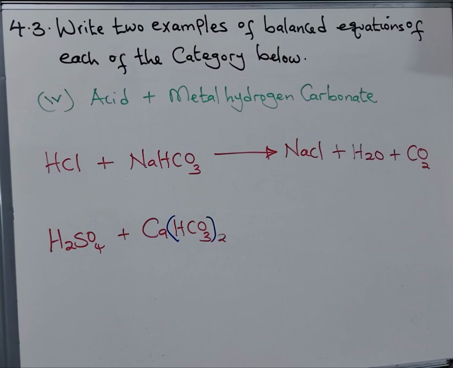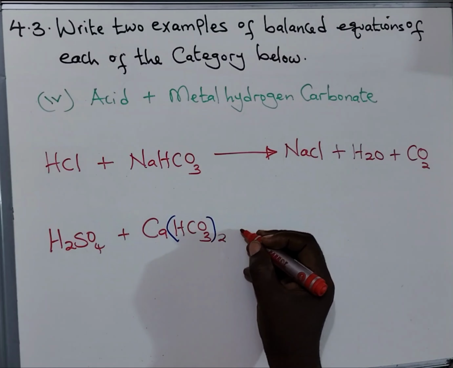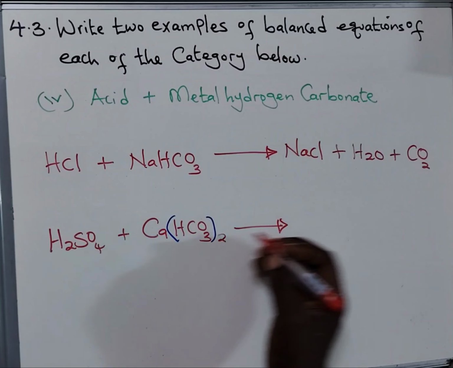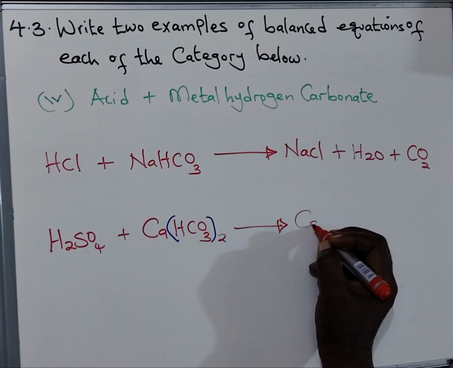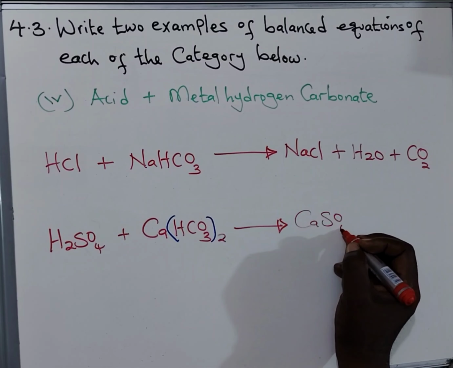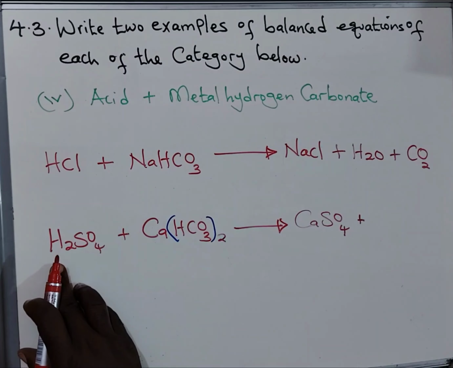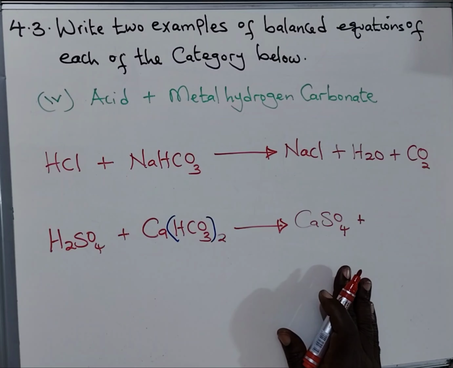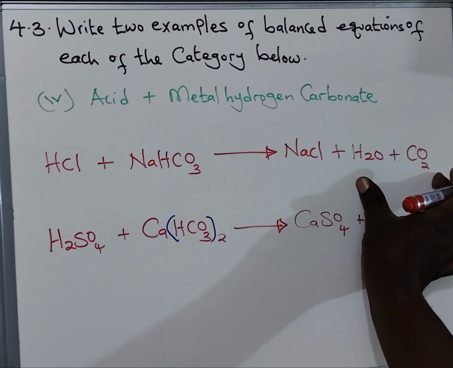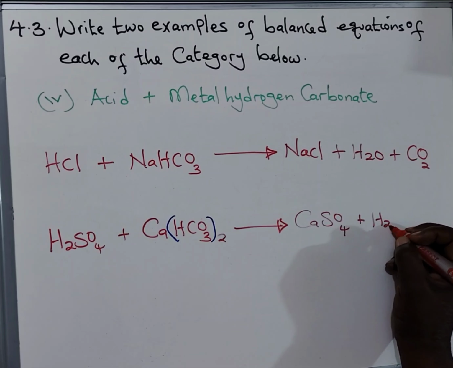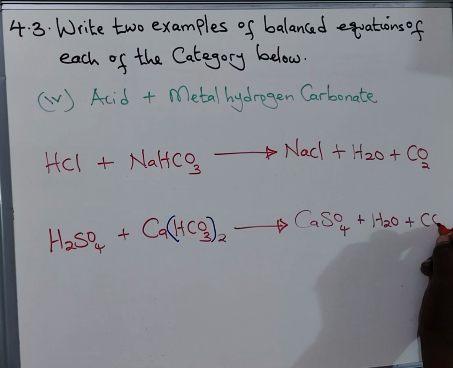And after that, what do we have? You look at the products. The products are going to be the salt, which is calcium sulfate. Calcium is valence 2. Sulfate is valence 2. Then this bicarbonate reacts with hydrogen to give you carbonic acid. And carbonic acid is unstable, yielding 2 products, which are water and carbon dioxide. So what do you have here? We have water and carbon dioxide.